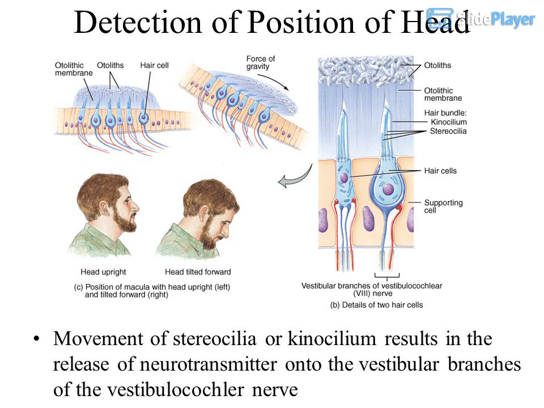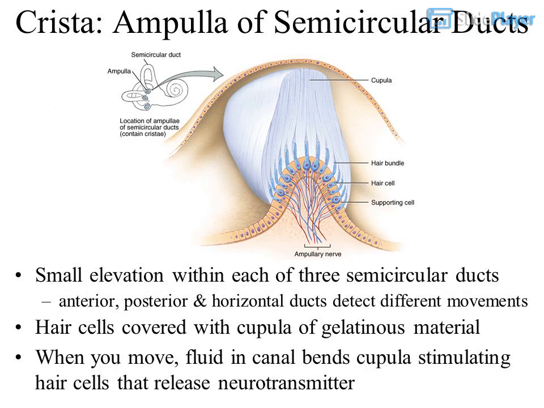Movement of stereocilia or kinocilium results in the release of neurotransmitter onto the vestibular branches of the vestibulocochlear nerve. Crista, ampulla of semicircular ducts: a small elevation within each of the 3 semicircular ducts. The anterior, posterior and horizontal ducts detect different movements. Hair cells are covered with a cupula of gelatinous material. When you move, fluid in the canal bends the cupula, stimulating hair cells that release neurotransmitter.